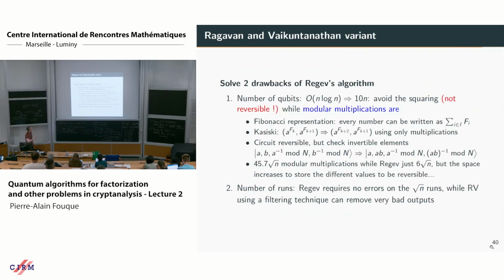But Ragavan and Vaikuntanathan describe a very smart way to do the computation. They observe that the squaring is not reversible, and it's the main drawback for Regev's algorithm, because you need so many qubits. And so they developed a smart way to do the exponentiation without having to square the value. And the idea comes from what has been described in 2017 by Kaliski.